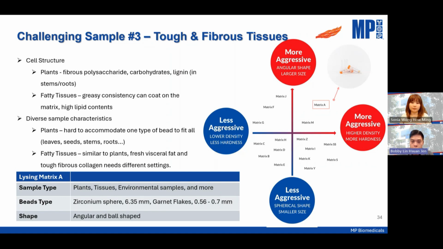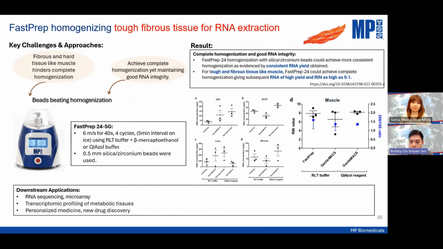Okay, so again, with this type of tissue sample, I think we can also mention one of the case studies that's been brought up by Dr. Sonia again. Yes, this is definitely an interesting sample, which is also considered challenging. The one I'm talking about now is a tough fibrous tissue, which is muscle, where this group of researchers wanted to extract RNA from this tough and fibrous tissue.